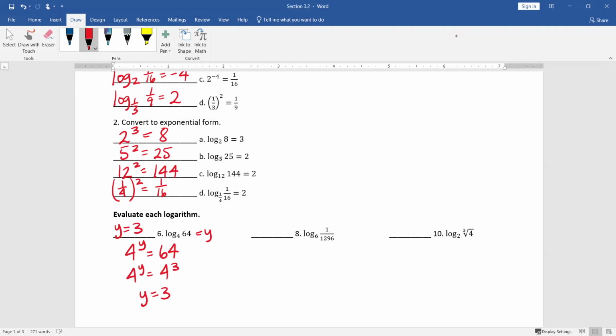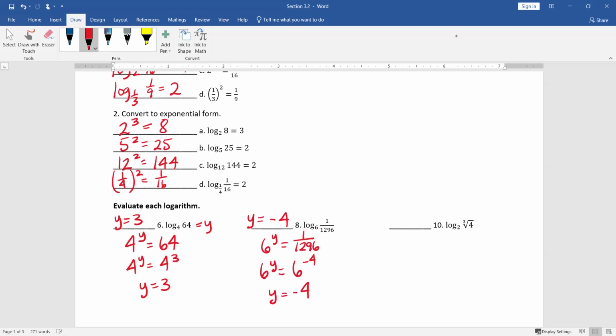The next one, we have the base 6 raised to some power y. We know it's going to be negative, equals 1 over 1,296. If you use prime factorization, you'll see that 6 times itself 4 times gives you 1,296. So that means that 6 to the power of y is the same as 6 to the power of -4. You can see how the exponents can make numbers get very big very fast. So we know y equals -4.